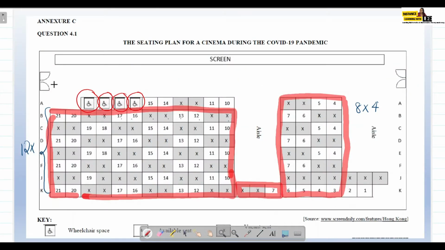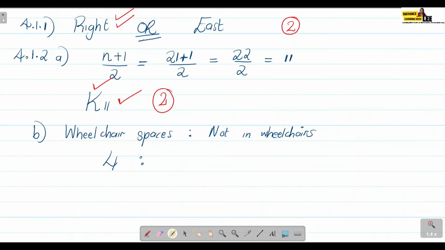And then all we need to do is count the remaining parts. That's 1, 2, 3, 4, 5, 6, 7, 8, 9, 10, 11. Those are the remaining seats that we haven't counted.